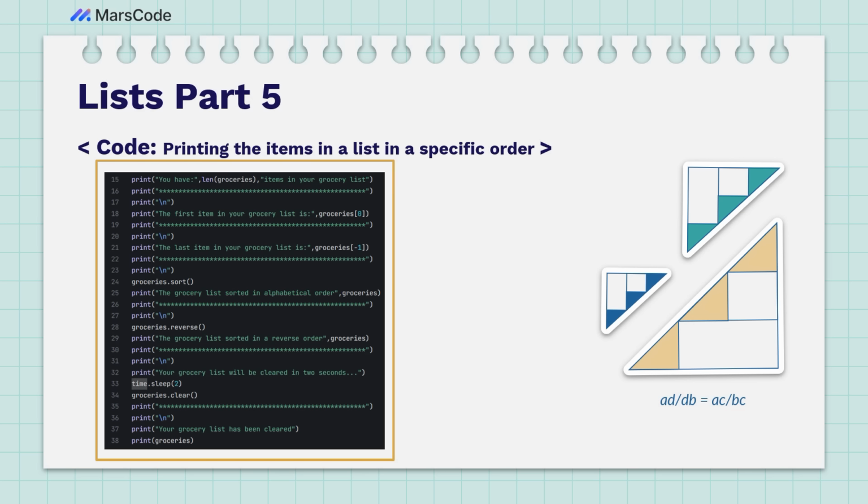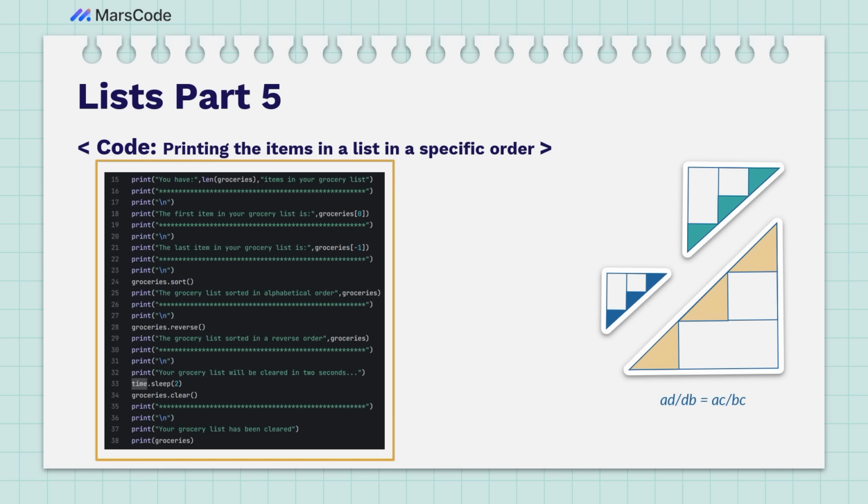Now on line 28, again, I'm reversing the list. So I'm reversing the order of the list. If it's been sorted, now I've reversed it again. And you can see I'm saying groceries.reverse. On line 29, I'm now printing the list again after it's been reversed. So you notice that I'm doing things and I'm printing the list so you can see that change or that difference between one step to another step. So initially when I sorted the list and now when I'm reversing the list.